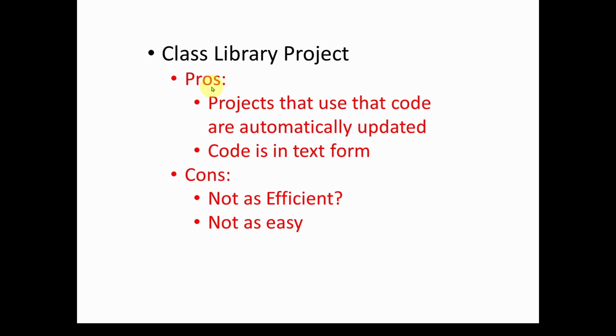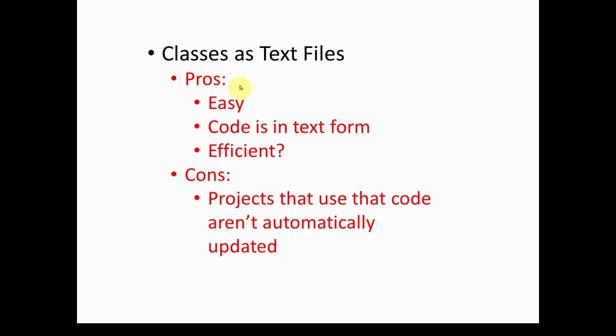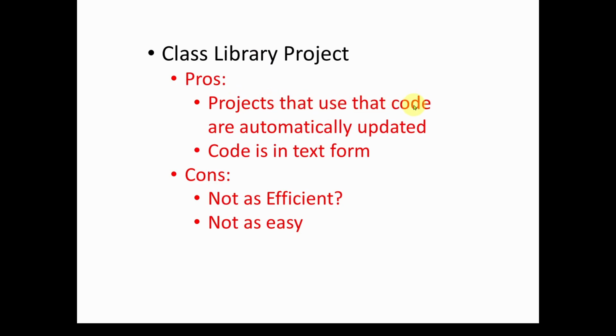Now, the pros are, unlike the other choice where we had the classes as text files, the projects that use that code are referencing that primary code, which means that when you change those classes in the project that has them, it automatically updates the projects that are referring to it. It's automatically updated. So that's one of the major benefits of using a class library project, that it's always updated with the classes that it's referring to.